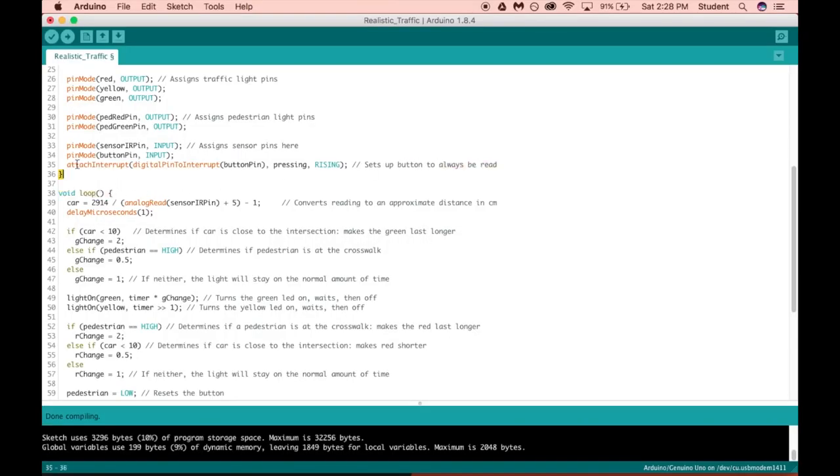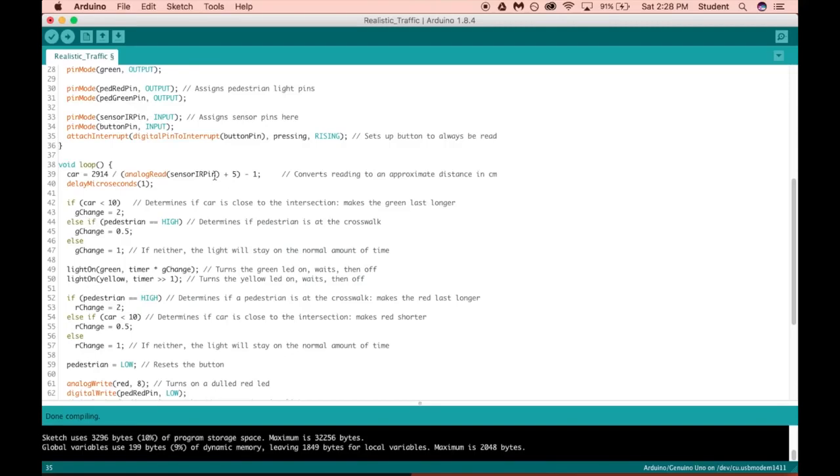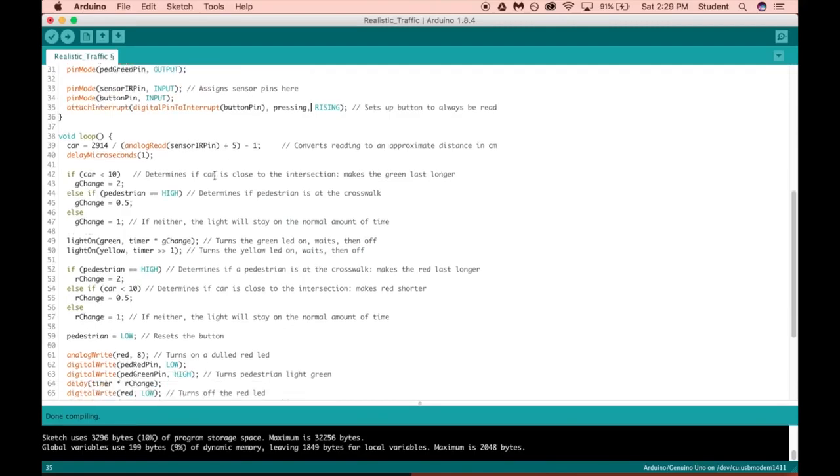Here we have an attach interrupt so that whenever the button sends a signal from ground to V plus, rising, it will activate the pressing function. Whenever this happens in the loop, it will stop that for a very short period of time and run the pressing function. That's very important and integral to the code.